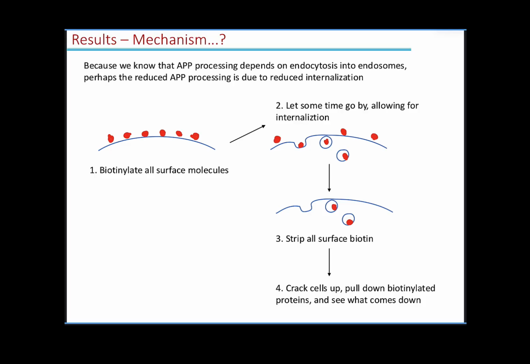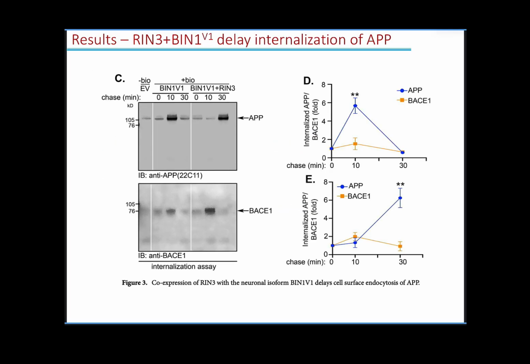The logic behind this experiment is anything that was on the surface was likely biotinylated. Anything that was internalized will still be biotinylated. Then I shave the surface of any biotin, and I bring anything that was biotinylated down, and then I ask, what came down? Right? So it's a way to measure internalization of things that were at some point on the surface of the cells. They did that, and they show us two experiments. One in which, after bringing biotin down, they looked at APP.